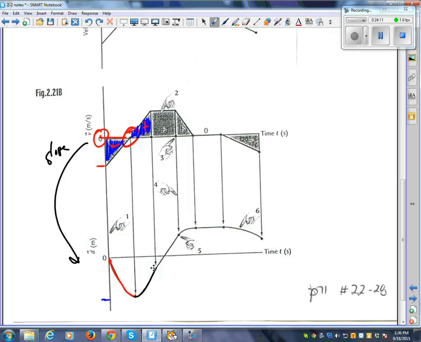I wouldn't expect you to get that. That's pretty advanced. You might get it now that I show it to you, but you might not spot it ahead of time. Okay, what's happening to the speed of the object during this interval right here?